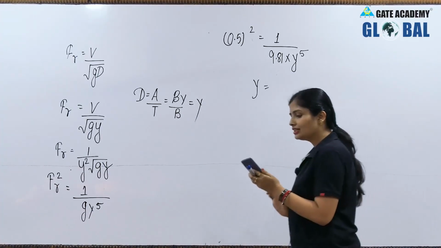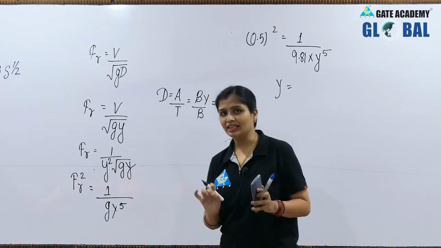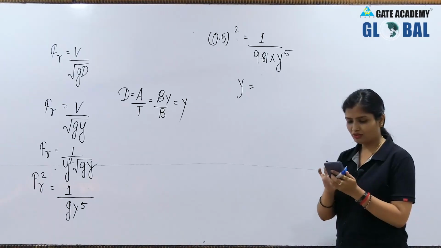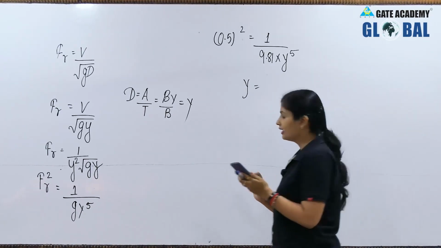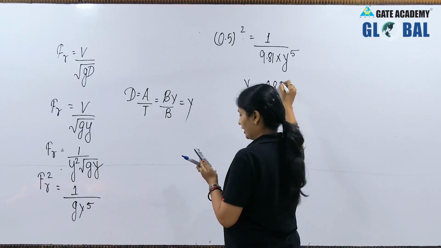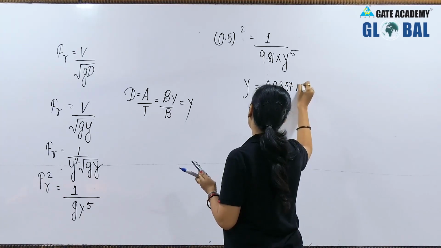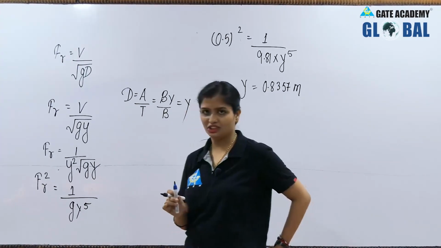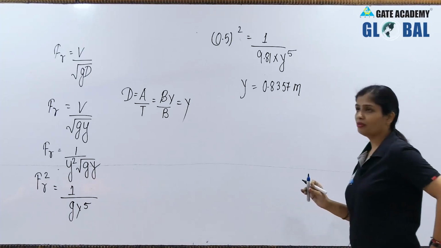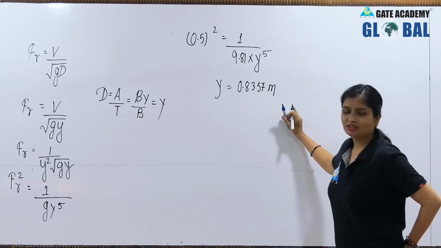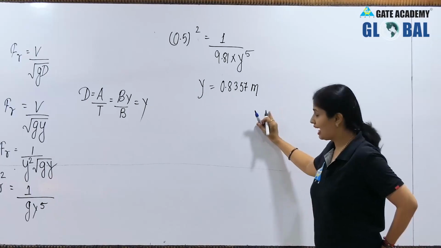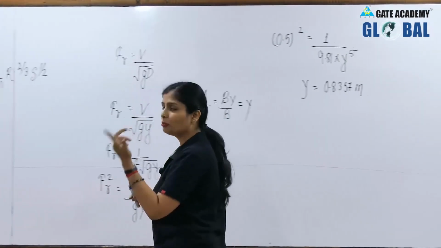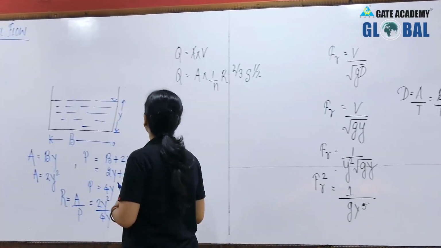You got the value as 0.4077, but this value is y to the power 5. So for getting the value of y, I will get it as 0.8357 meter. Just take 3 decimal places or 4 decimal places for more precision. Fine. So from here you got depth of flow, but I was not interested in getting the depth of flow, means I haven't been asked the depth of flow, I have been asked the slope. But for getting the slope I needed to get the depth of flow.